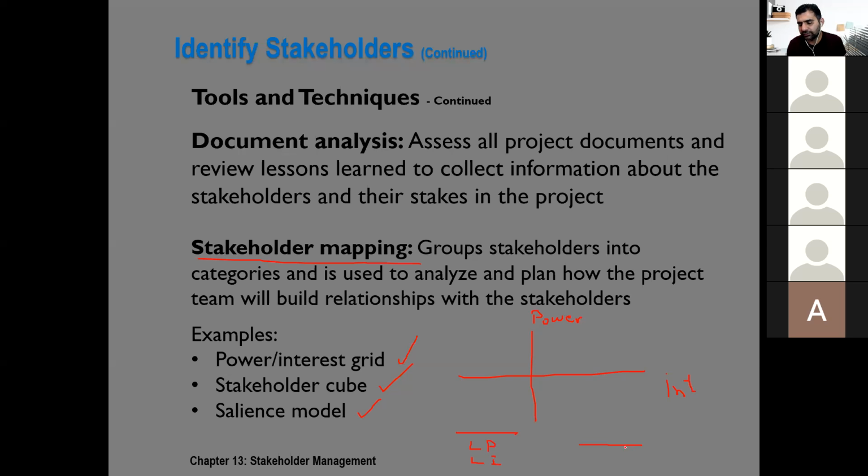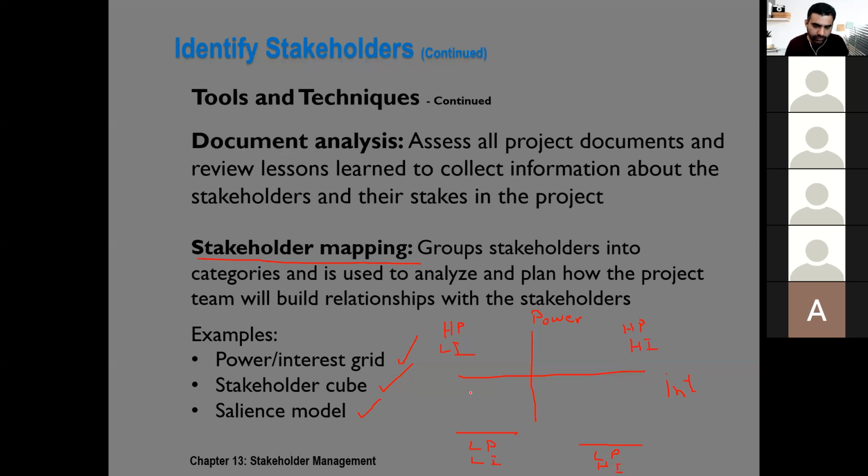Here the stakeholders would be with what? Anyone? Low power, high interest. Yeah, low power, high interest. Very simple, isn't it? And then here, high power, low interest. And here, high power, high interest. Now you have identified all the stakeholders. Now you are going to group them based on their power and interest, or their influence and interest.